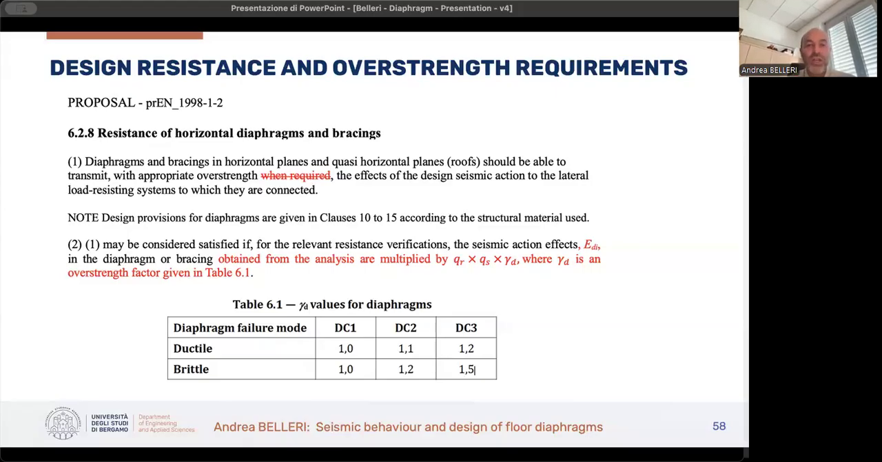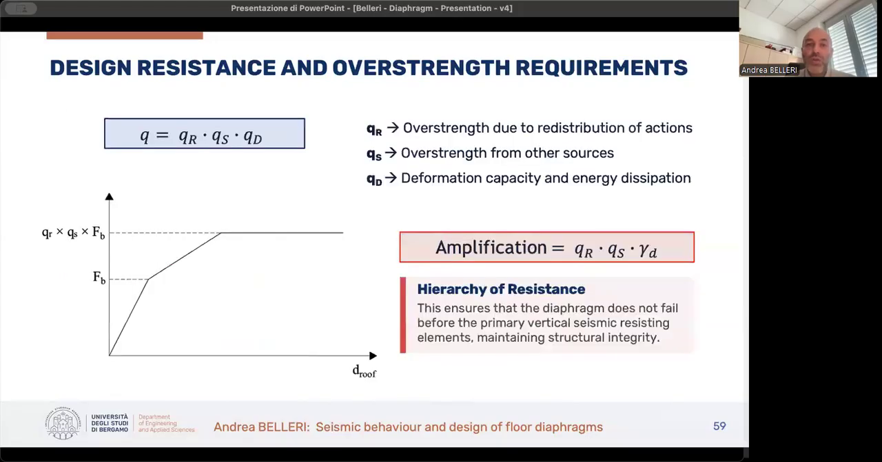There are 3 design classes. So this overstrength should also consider the behavior factor. In the forthcoming edition of Eurocode 8, the behavior factor is made of 3 components. There is a component due to overstrength associated with redistribution of action, which is called QR, an overstrength from all other sources, that's QS, and an overstrength related to the deformation capacity and energy dissipation.